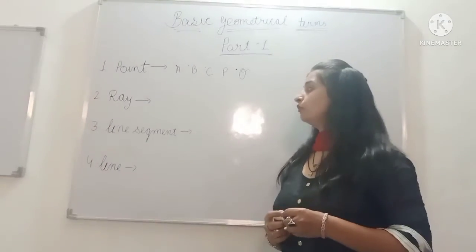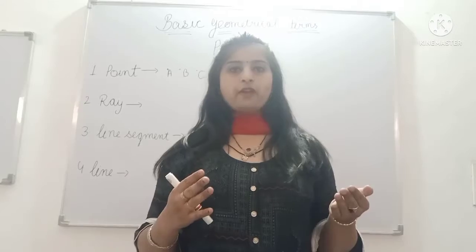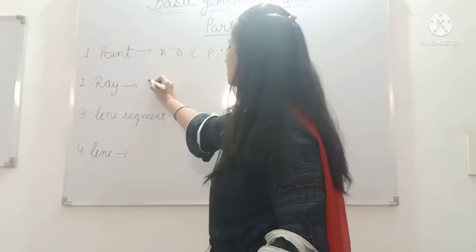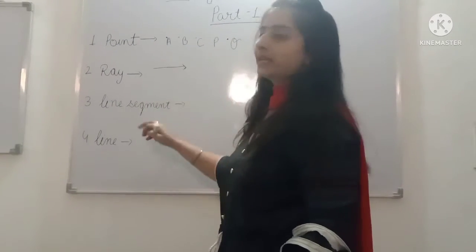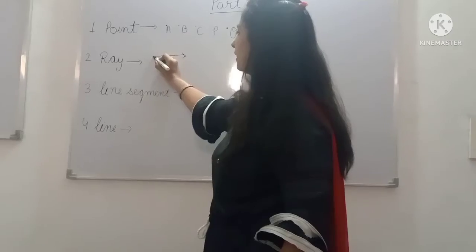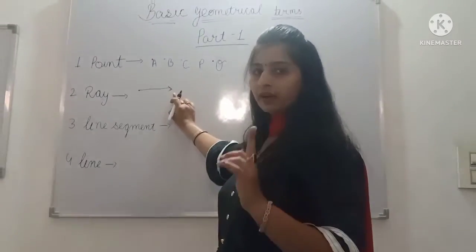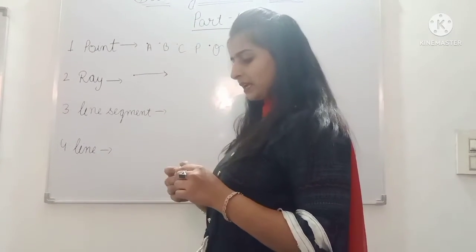Next we shall move to ray. What is a ray? A ray is a part of a line. It is written like this. This is a ray. It means it has one endpoint and it extends indefinitely in one direction. It has only one endpoint and this is a part of a line.